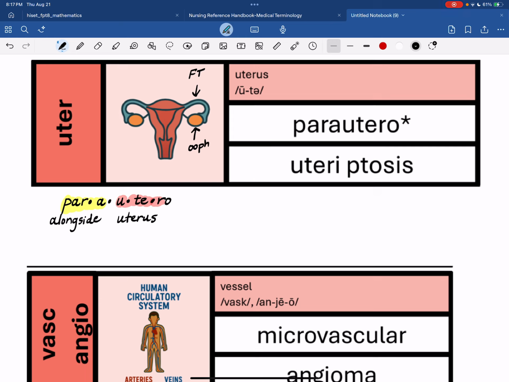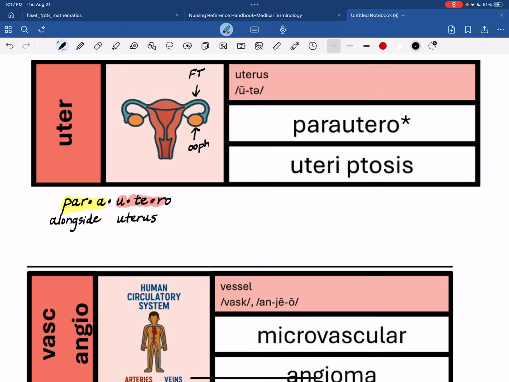So you could describe those ovaries as parauteral or parautero structures. And again, I just made that word up, but it illustrates the para prefix fairly well. All right.